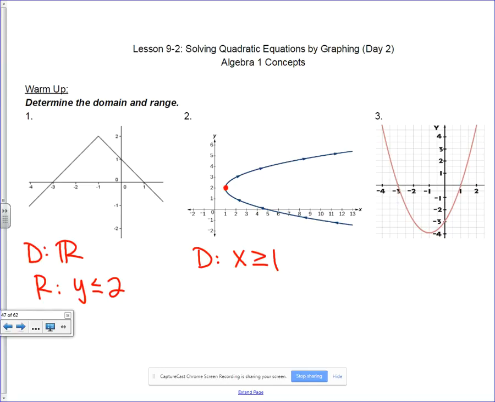Okay, how about the range? Does this thing go up, down, or both? This one here is going to go down, right? That one's going to go up. So if it goes both, what are you going to tell me for the range? Okay.